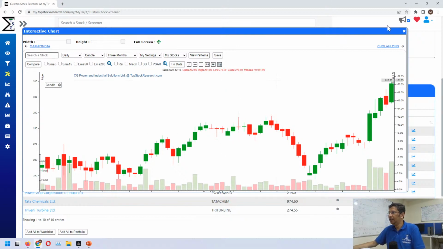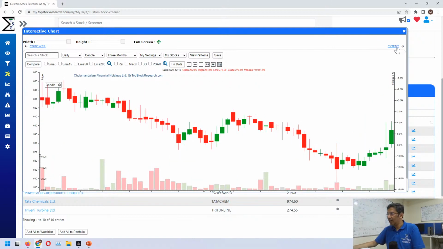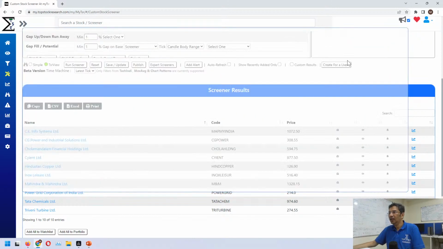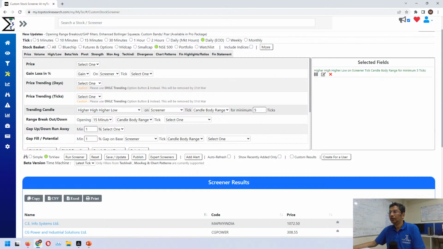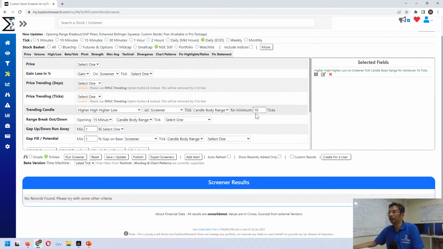So this is how you'll typically find the stocks which are making higher highs, higher lows for consecutive days, right? The days you can always choose. So instead of 5 ticks, you can change it to maybe 10 ticks. I'm not sure if there's any stock which is coming, no stocks, right? And instead of candle body, candle range also you can work on, right?